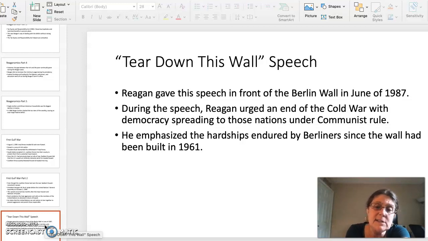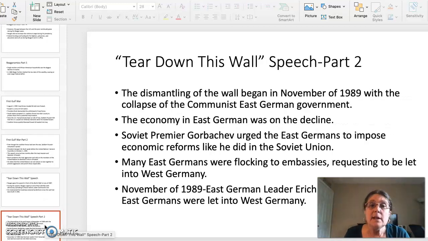And he emphasized the hardships that East Germans, particularly East Berliners, had endured since the wall had been built in 1961. The dismantling of the wall actually began a little over 2 years later, in November 1989, when the communist East German government collapsed.